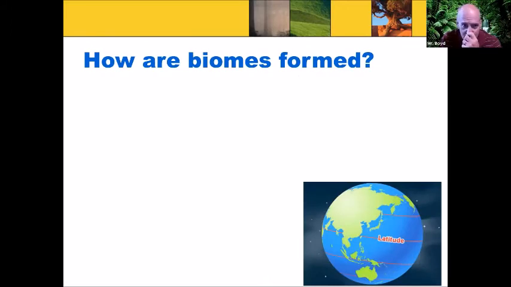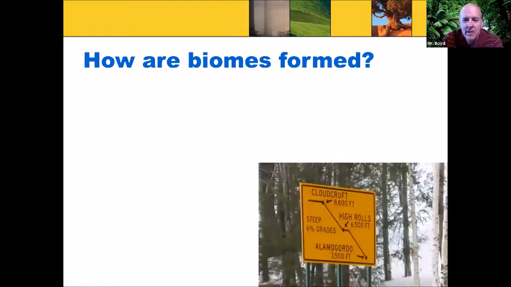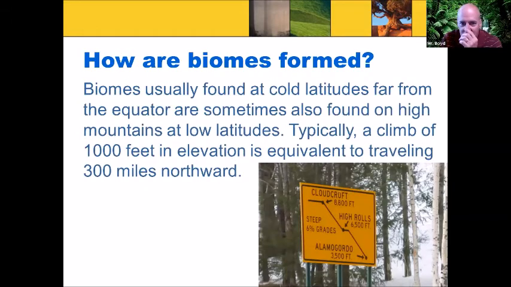So how are they formed? Latitude affects it. The farther you move north or south, the colder the temperature gets. Elevation, the higher you go, the colder the temperature gets. So biomes usually found at cold latitudes far from the equator are also found on high mountains at lower latitudes. So like I said, a climb of 1,000 feet is equivalent to traveling 300 miles northward.